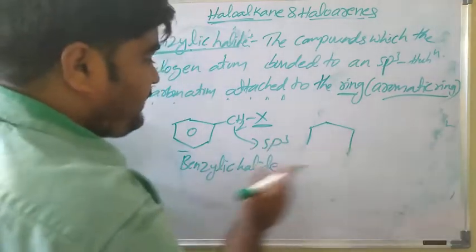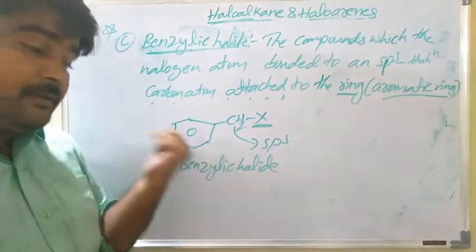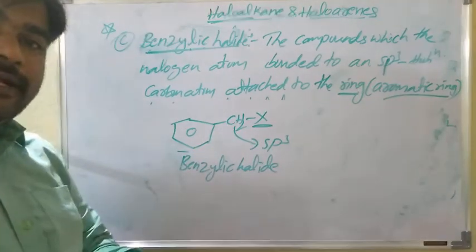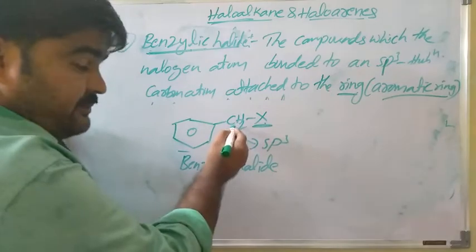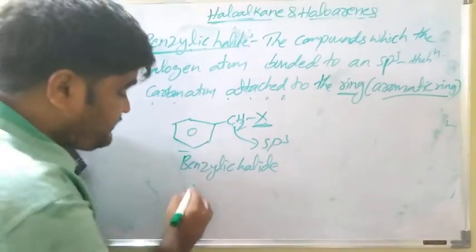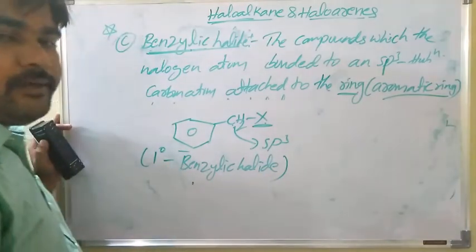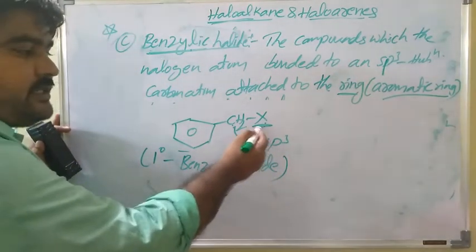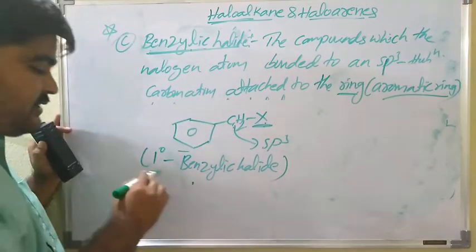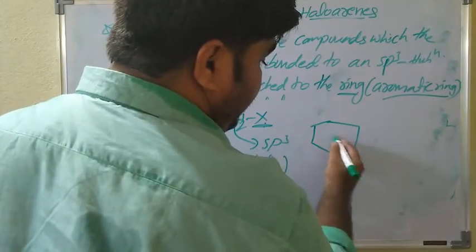So this is primary benzylic halide, secondary benzylic halide. The halogen atom is attached to how many carbon atoms? Only one carbon atom. This halogen atom is attached to an sp3 carbon atom. This sp3 carbon is attached to how many carbon atoms? Only one carbon. That's why it is primary benzylic halide. Very important. Like that, secondary benzylic halide is also there.